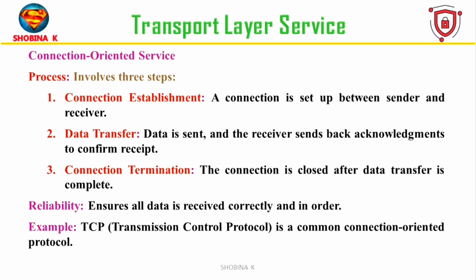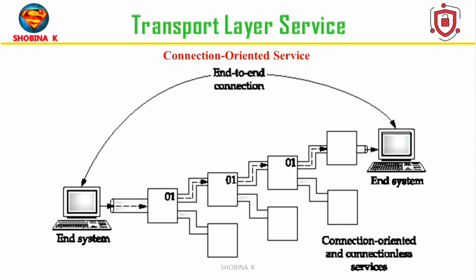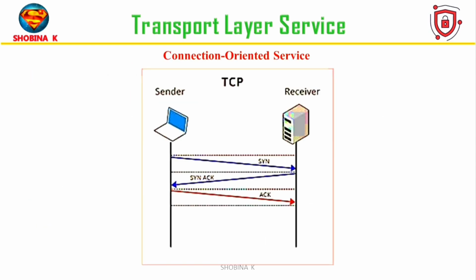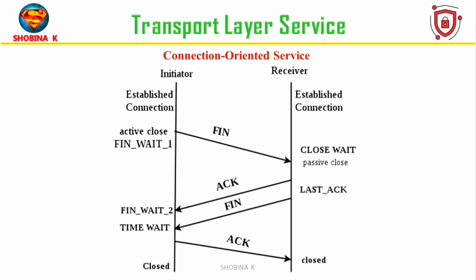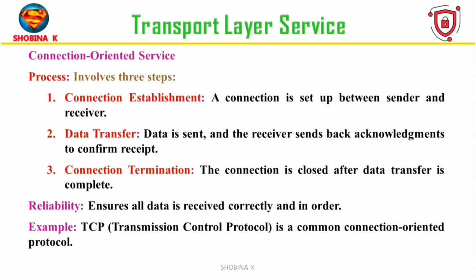In connection-oriented service, before data transfer begins, a connection is established between sender and receiver using a handshake process. Example, TCP three-way handshake. Data is sent in an orderly manner. The receiver acknowledges each packet, ensuring reliable delivery. Once data transfer is complete, the connection is properly closed. For example, TCP connection termination with FIN flag. This service is reliable. Acknowledgements and retransmissions are used to ensure data integrity. It is slow due to setup and acknowledgement process.